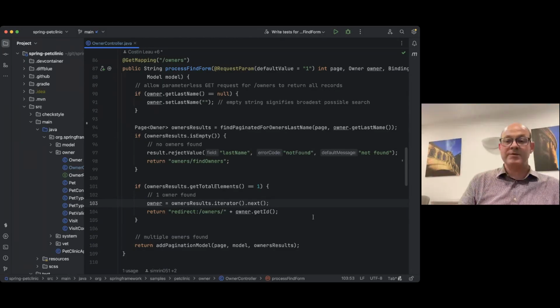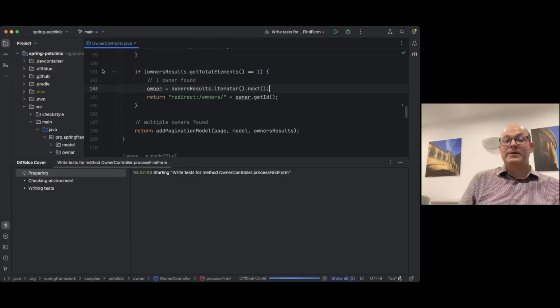So I'm going to use the community edition of Diffblue Cover. You can download that from the IntelliJ marketplace and just search for Diffblue. When you install it, you get this menu at the top here, but you also get this little flask icon. If I hover over that for a second, I can click on it and it will write the tests for this particular method. So let's do that. And off it goes.